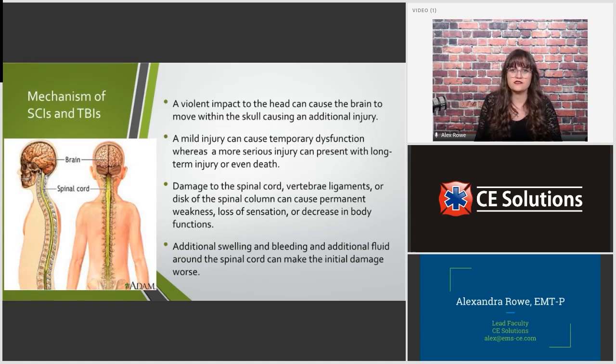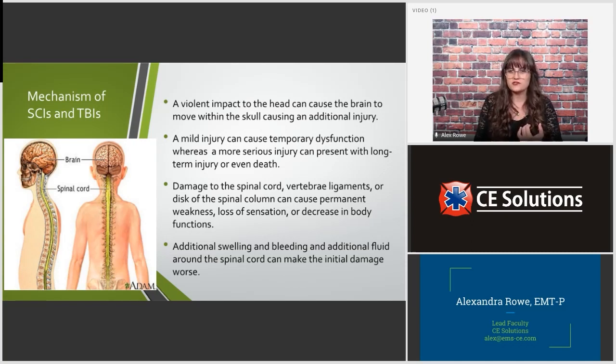Mechanisms of spinal cord injuries and traumatic brain injuries. So since we're talking about anatomy, let's go ahead and look at how this affects the organs under all the bony structures, right? So that violent impact to the head can cause not just injury to the skull itself, like the bones, but it can cause issues such as swelling. So swelling of the brain and that extra fluid could actually be detrimental. And I'll talk about that here in a second. A mild injury can cause temporary dysfunction, whereas a more serious injury can present with long-term injury or even death. So mild injuries, I think we talk about signs and symptoms later on, but think about events where there might be a mild type injury.